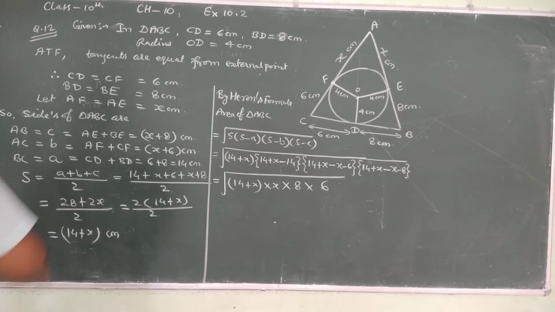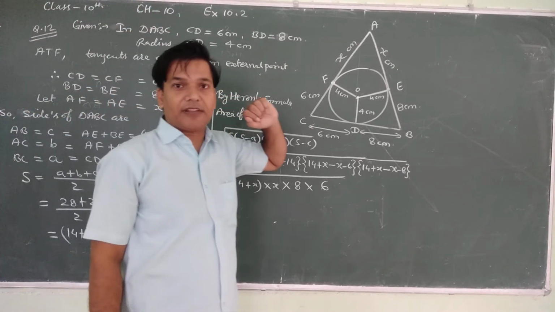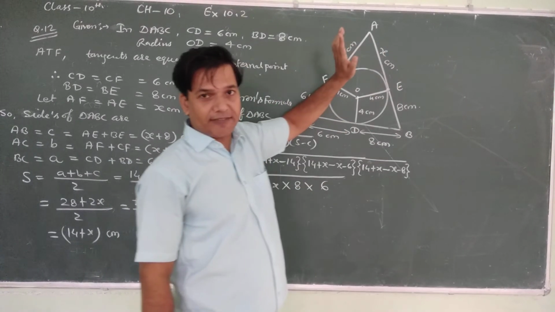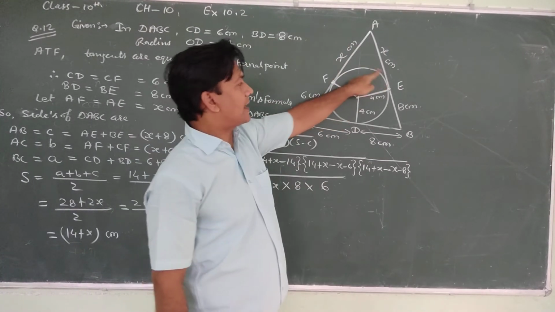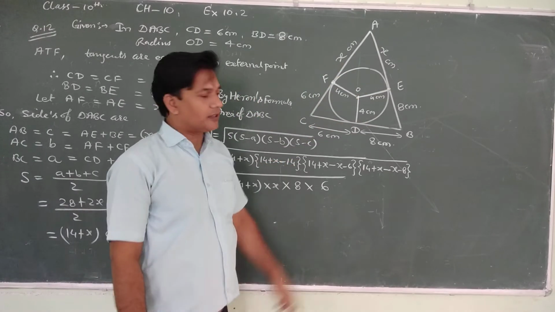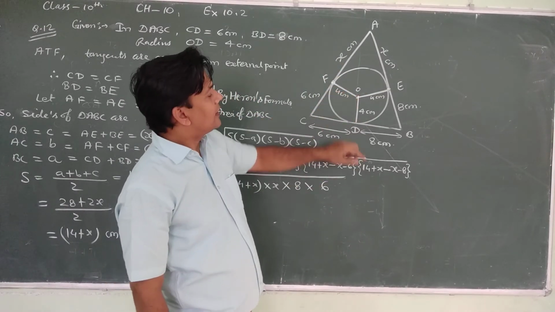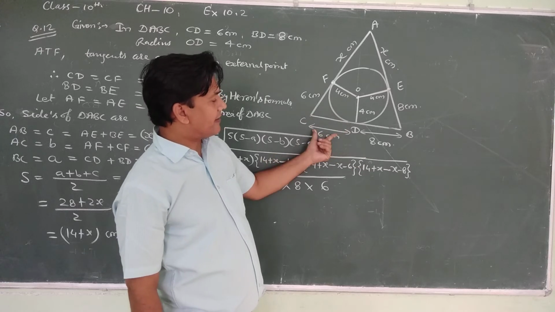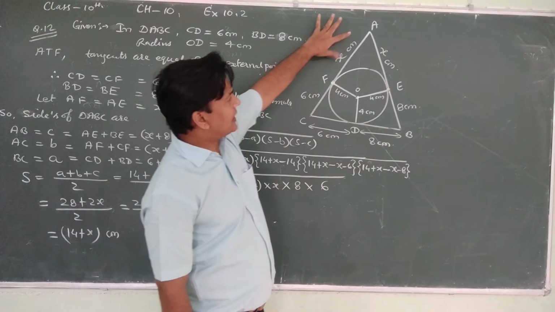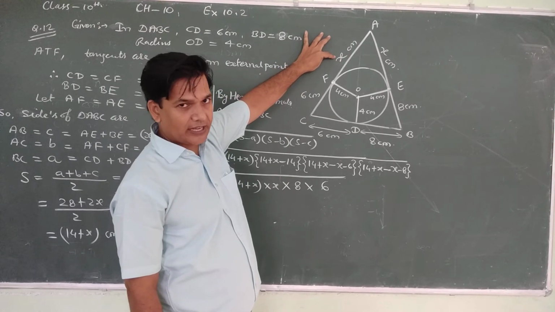So students, now we are discussing question number 12, in which a triangle ABC is given and a circle inside touches all the sides of this triangle. The radius of this circle is 4 centimeters, and the distances CD is 6 and DB is 8. We assume that the length AF is x centimeters.